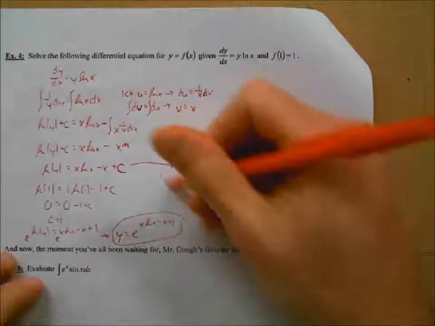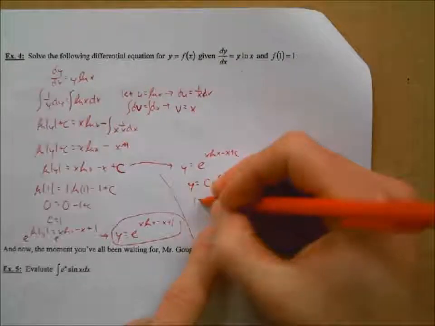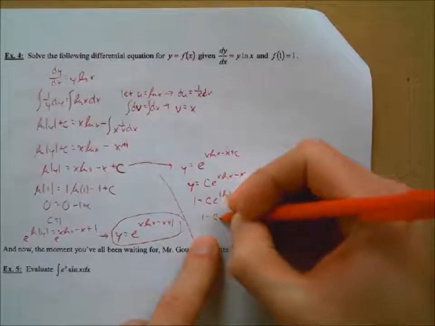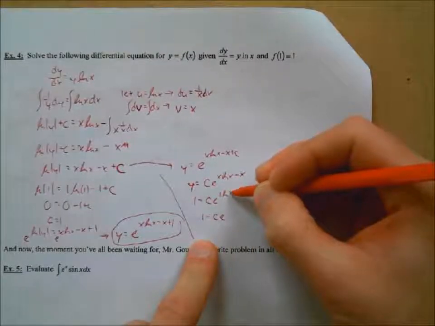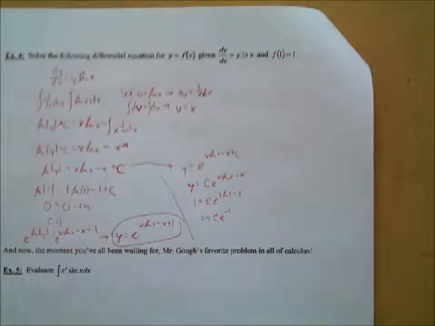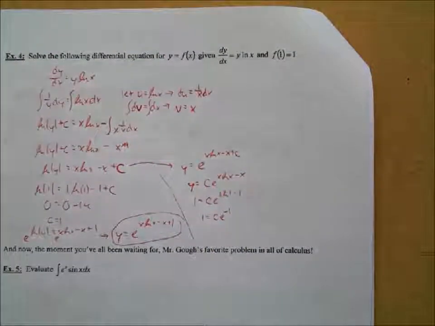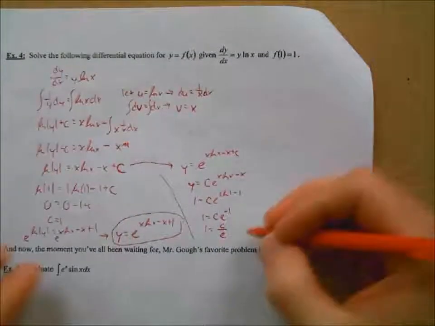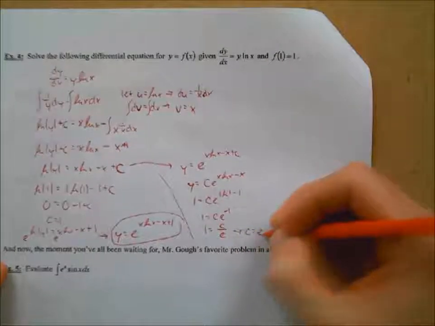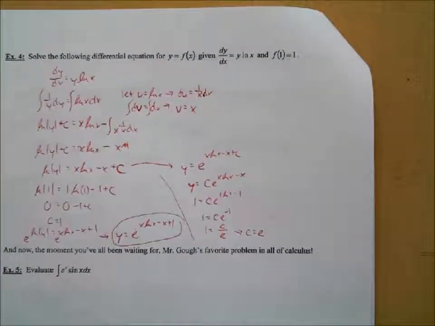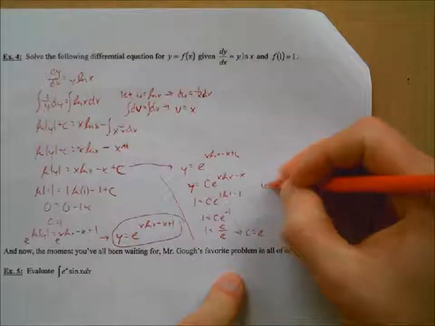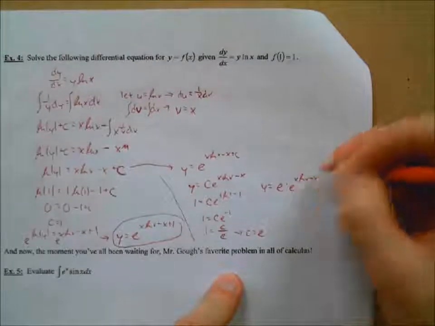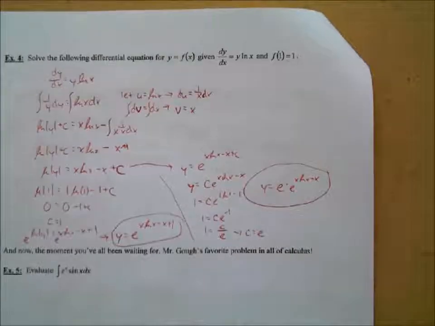Okay. And now you can plug in the point 1, 1. 1 equals c e to the 1 natural log of 1 minus 1. Natural log of 1 is 0, times 1 is still 0, minus 1, so it's c e to the negative 1, which is really c over e. So we'll multiply both sides by e, and we get that c equals e, the number e. And so then our equation there would be y equals e times e to the x ln x minus x, if you chose to do it that way.